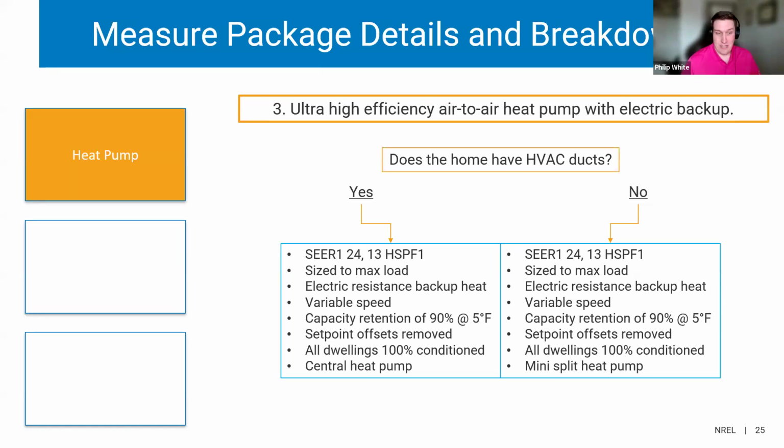On to measure package 3. This is an ultra high efficiency air-to-air heat pump with electric backup. It looks very similar to heat pump number 2, except with higher SEER and HSPF ratings, which are near the highest efficiency ratings that are widely available on the market right now. Every other detail is the exact same. So now let's look at some example results from these measure packages.